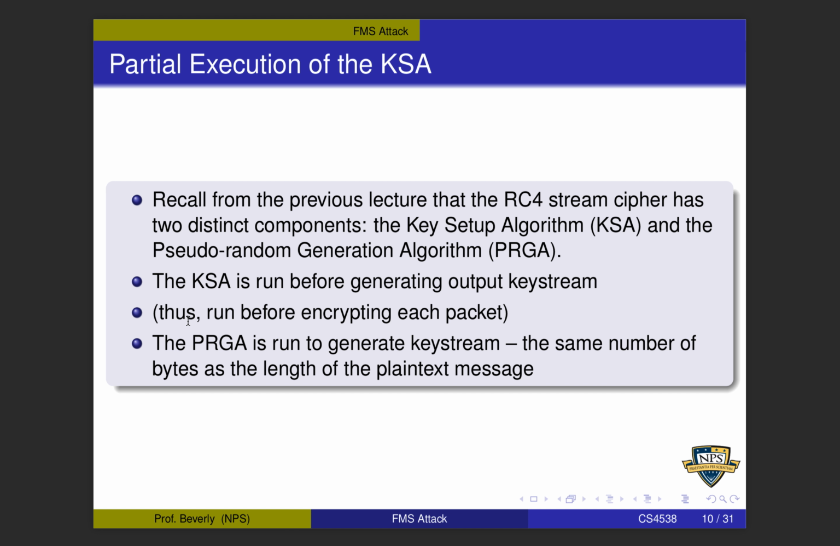Now recall from the previous lecture that the RC4 stream cipher has 2 distinct components. The first is the key scheduling algorithm, sometimes we'll call it the key setup algorithm or the KSA, and the pseudo-random generation algorithm or the PRGA. The KSA is run before generating any output keystream, and thus it's run each time before sending a packet in WEP. The PRGA is run to generate the keystream, and it's run to generate the same number of bytes as the length of the original plaintext message. This again is because we're XORing the two.